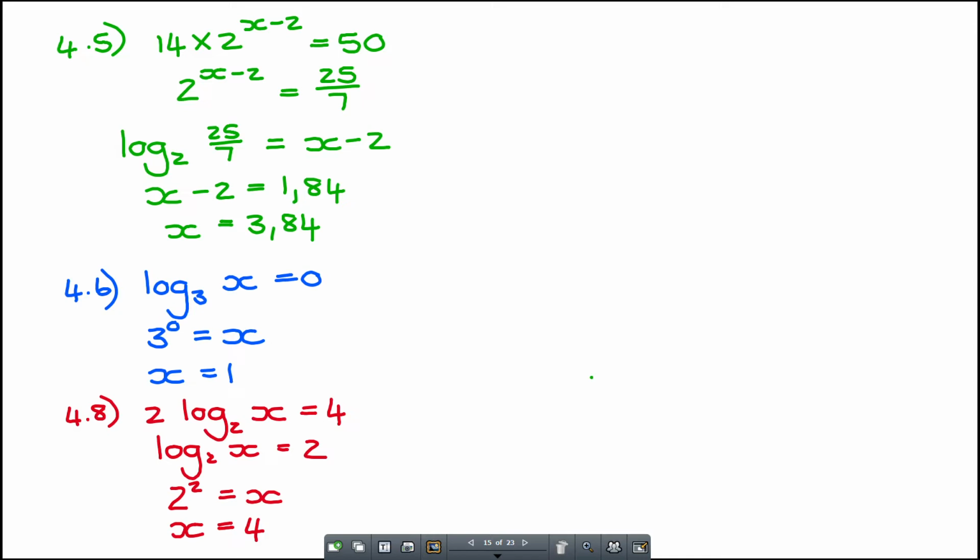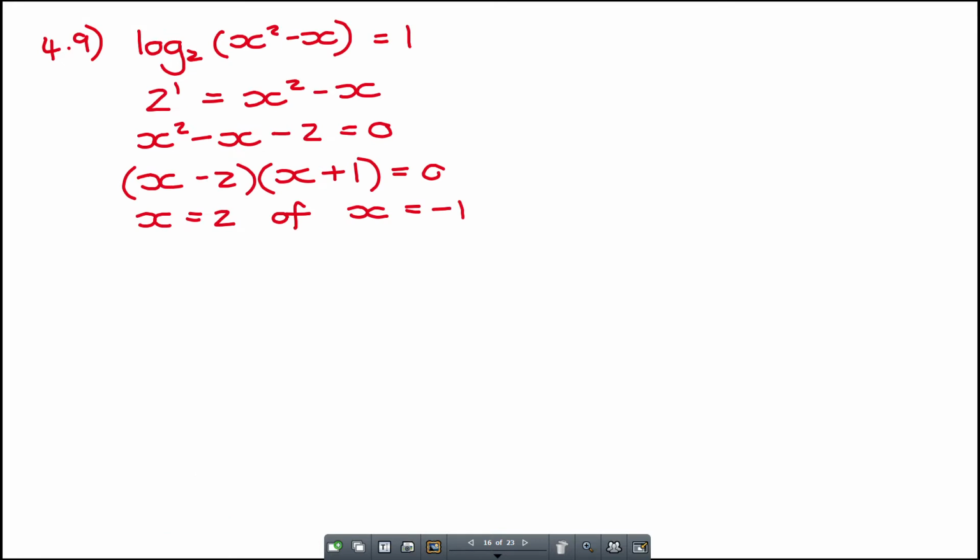Good, 4.6 I think was fairly straightforward, and 4.8 also. The only thing we did here is I had to get rid of that 2. So when I take it over, it becomes divided by 2, and 4 divided by 2 gives me that 2. And then from there, we write it in exponential form. Okay, last one.